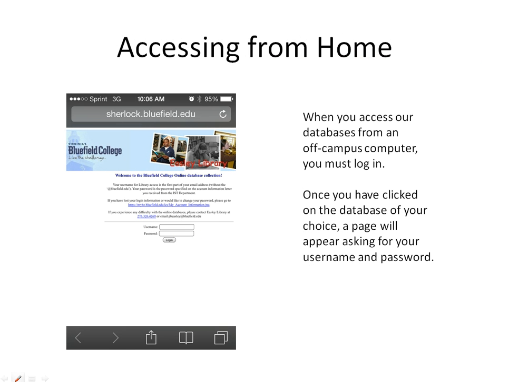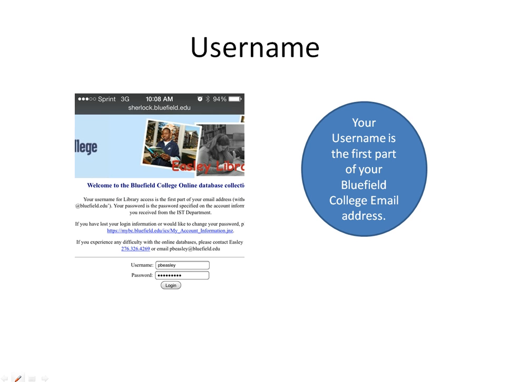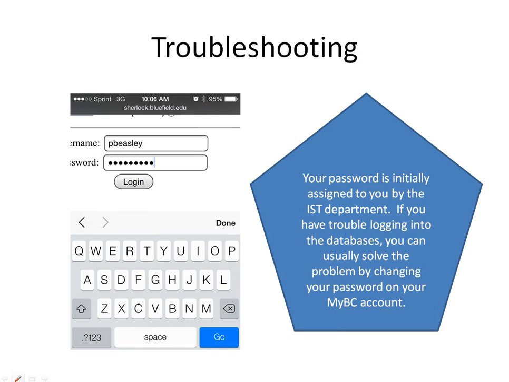If you are accessing the computer at home, you will need to log in to the databases. Use your personal username, which is the first part of your Bluefield College email address without the @bluefield.edu, and your password. If you have any trouble with your password, it is probably going to be necessary to change your password. You can find out how to do this on our troubleshooting PowerPoint, or you can contact the IST department for help.